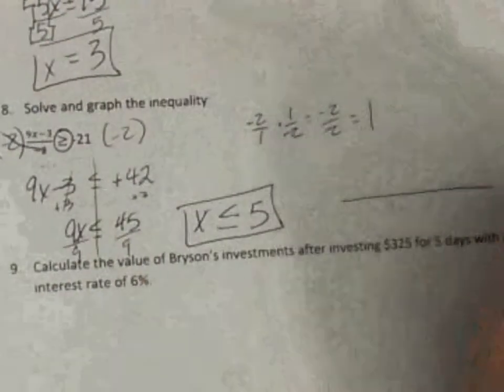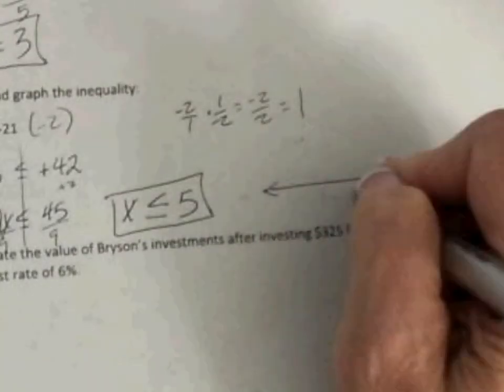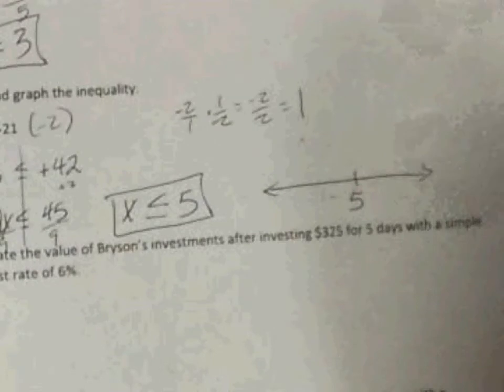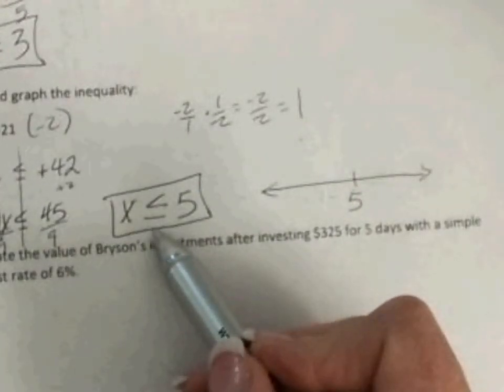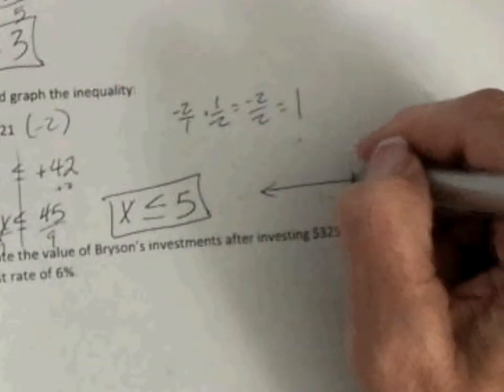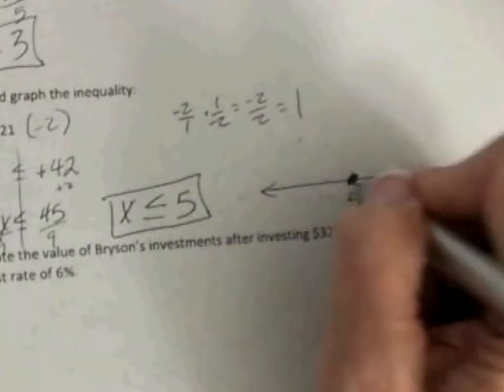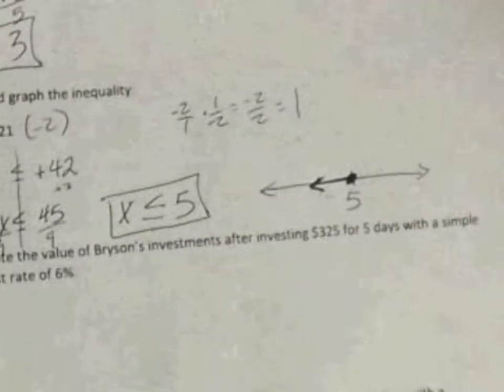So how do I graph that? I'm just going to do my little number line. I'm going to put 5. Ask yourself if your circle is open or closed. It's including 5, the equal to, so it's closed, and it goes to the left. Your arrow goes to the left.